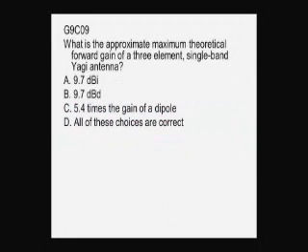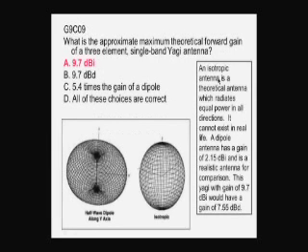What's the approximate maximum theoretical forward gain of a 3-element single-band Yagi antenna? They give you several answers here. Some of them may be tempting. The actual correct answer is 9.7 dBi. Now, I'm telling you more here than you need to know for the test, and if you want to ignore the next few words, feel free. Just know that the maximum theoretical forward gain of a 3-element single-band Yagi antenna is 9.7 dBi. They also give you 9.7 dBd.